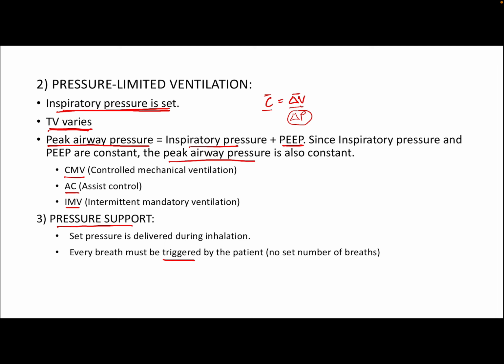So now, as you can imagine, the pressure support has some disadvantages because each breath has to be triggered by the patient. It cannot be used in patients with a depressed respiratory drive. And since we don't set the respiratory rate and we don't set the tidal volume, there is really no guarantee that sufficient minute ventilation will occur, because if you remember, minute ventilation is the tidal volume times respiratory rate. Also, pressure support cannot be used to provide full ventilatory support for the patient. And usually we use pressure support along with the IMV type of ventilation.